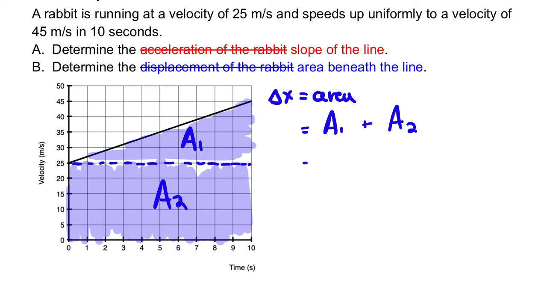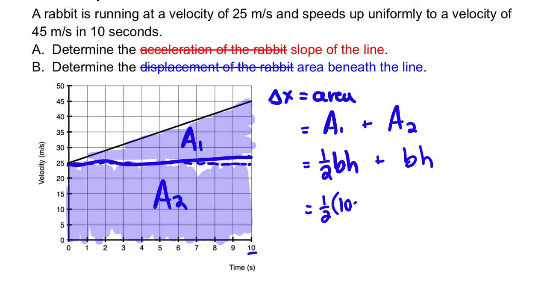Okay, now for the triangle, we will use the 1/2 base times height equation, but for the rectangle, we only use the base times height because it's not a triangle. So for the triangle, we've got a base of the full amount, so the 10 seconds, so 1/2 times 10 seconds times a height of 20 meters per second.